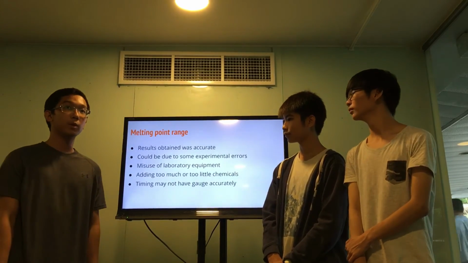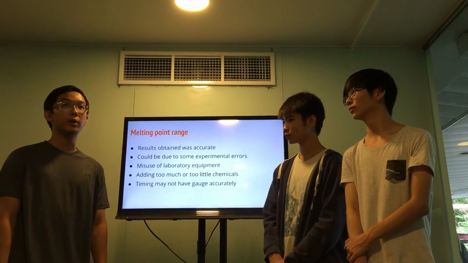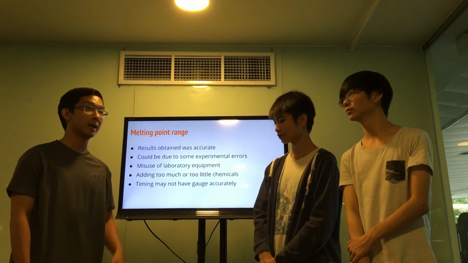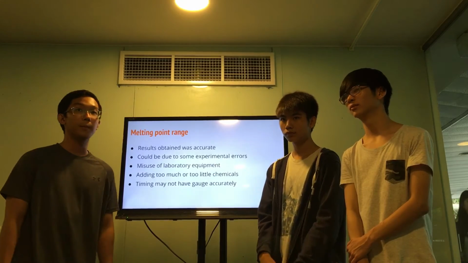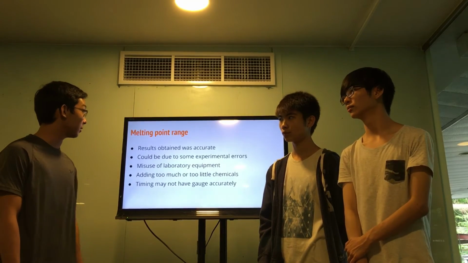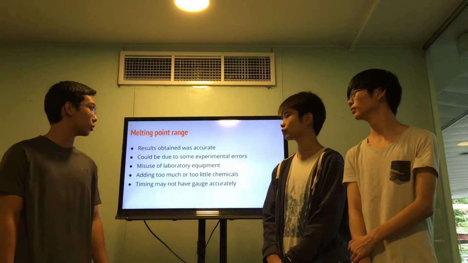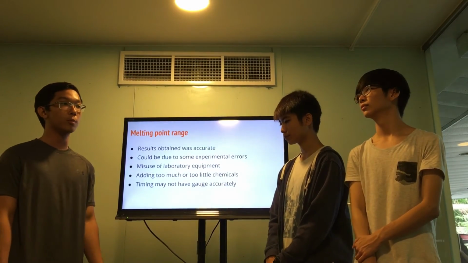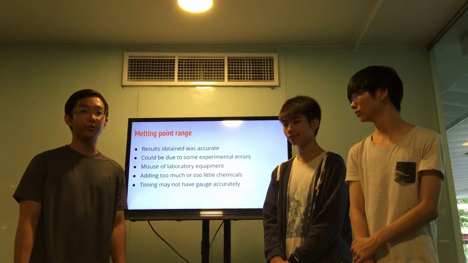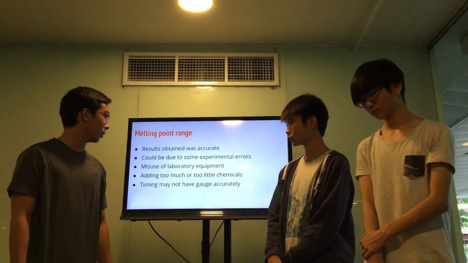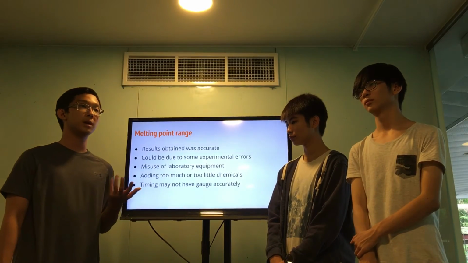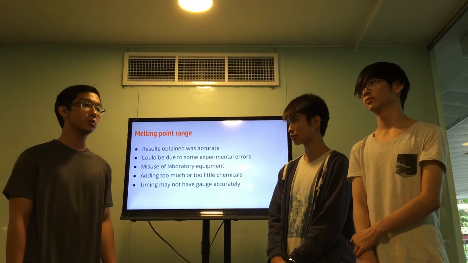So our melting point range was quite accurate, as it was within the plus minus 0.5 range, but there could be some experimental errors in other experiments, because maybe there could be a misuse of laboratory equipment, or maybe too much or too little chemicals was added, and maybe the timing is not accurately gauged. For example, if it's supposed to be 5 minutes, maybe a stopwatch or a timer could have been used.